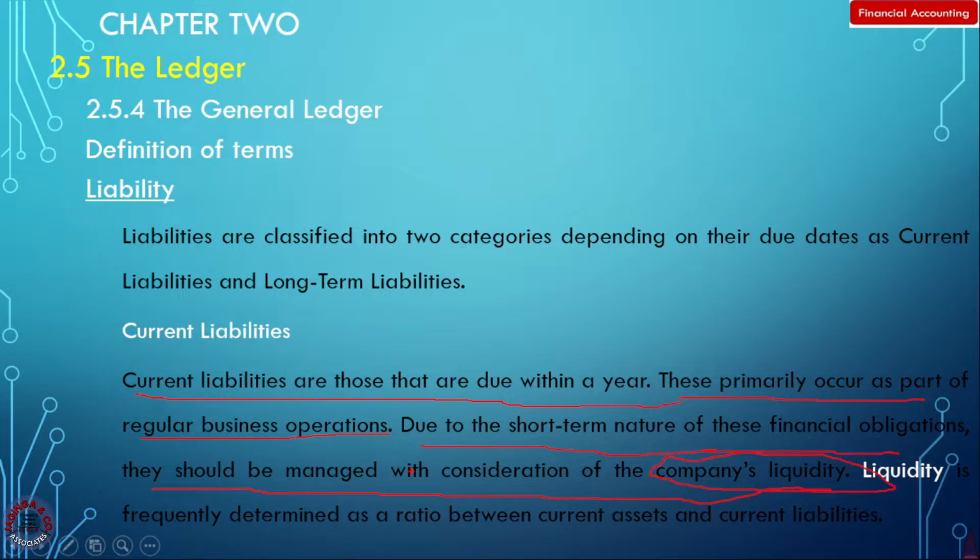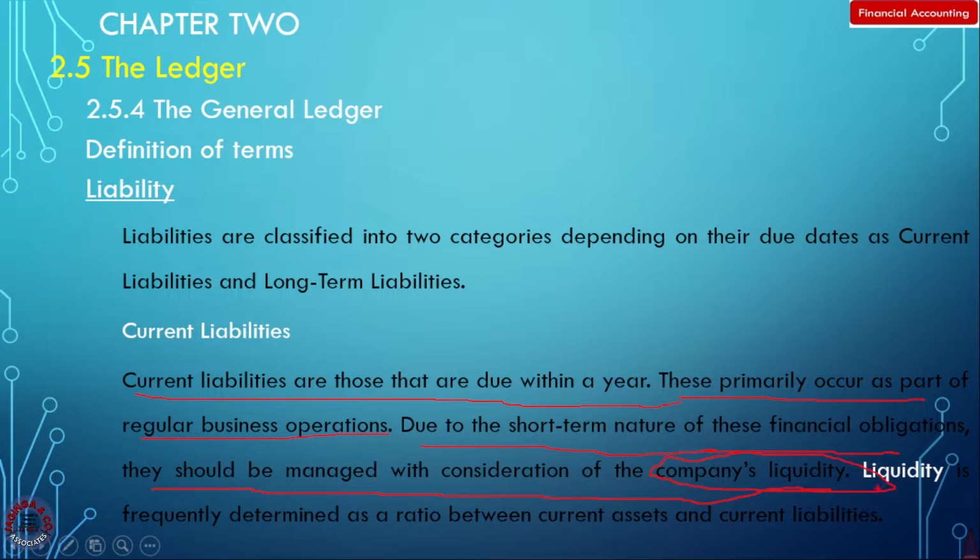So here's where we talk about the company's liquidity. We are asking, how liquid is the company to manage the suppliers? How liquid is the company to be able to manage the current liabilities? Can you get money from your customers early enough, or do you have liquid cash that you can pay your current liabilities?